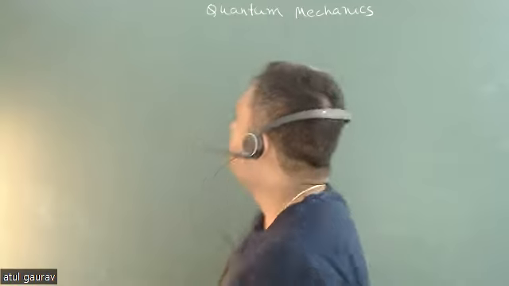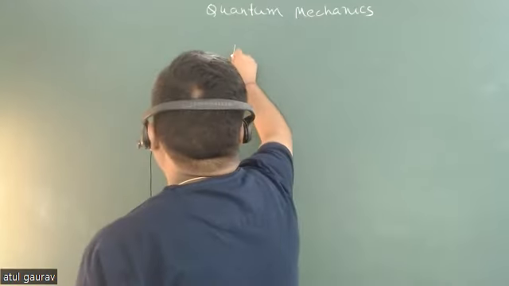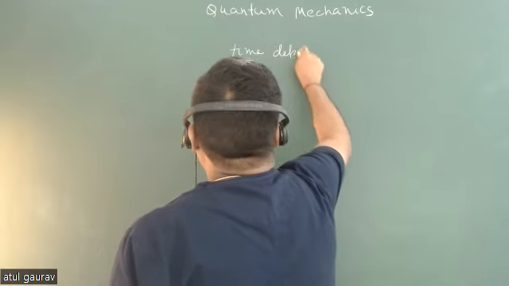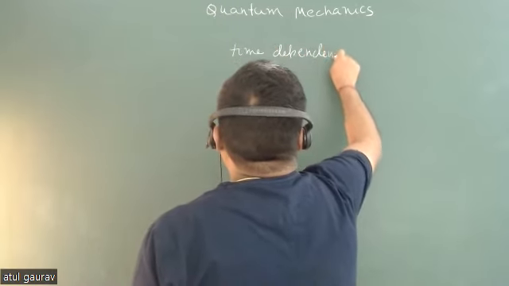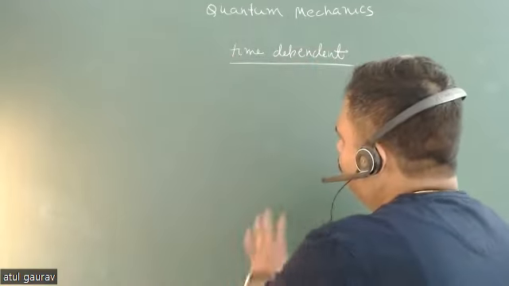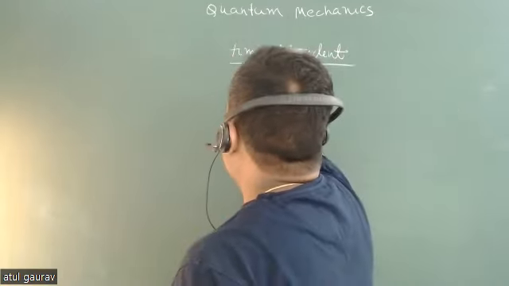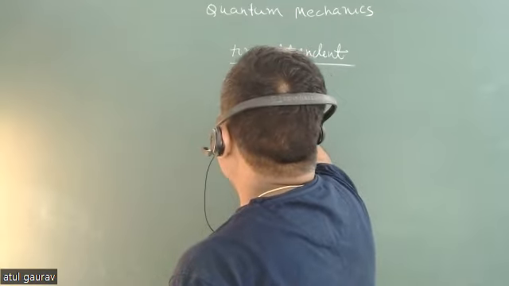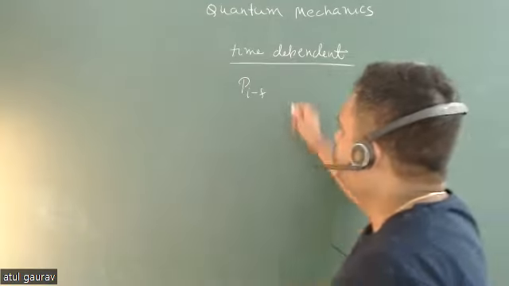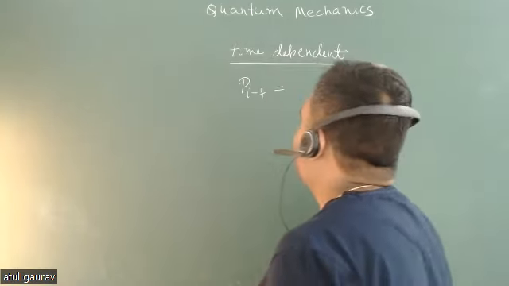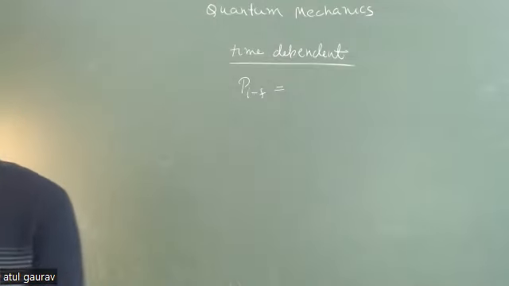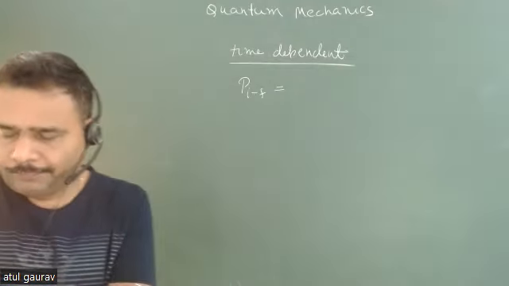And next is the time dependent perturbation. In the time dependent case, they will mainly ask you the transition probability from one state to another state. So what is your formula? Does anyone remember the formula? Anyone?